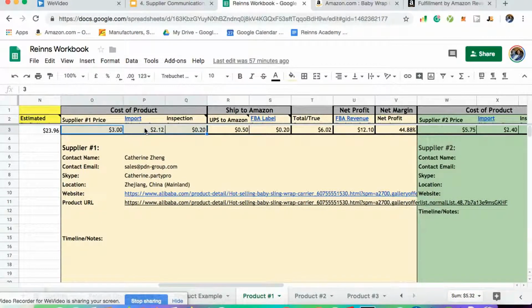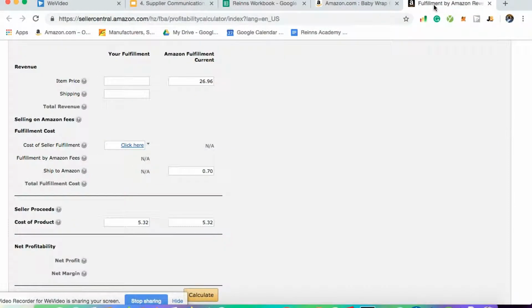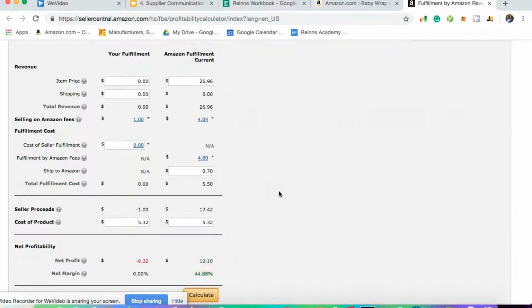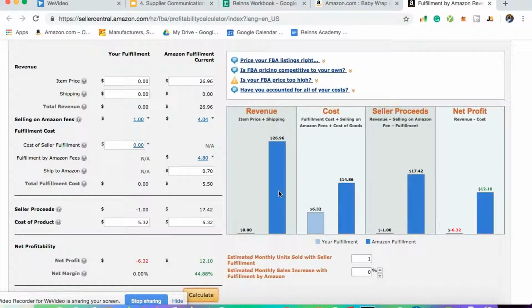Once you have that, so now at least we have the cost of product. Like I told you, I've input the inspection, the import cost and all that to a value of 5.32 per unit. Once you have that, you hit calculate. Now this calculator is going to give you the net profit together with the net margin. So we have a net profit of 12.10, and then a percentage of 44.88.